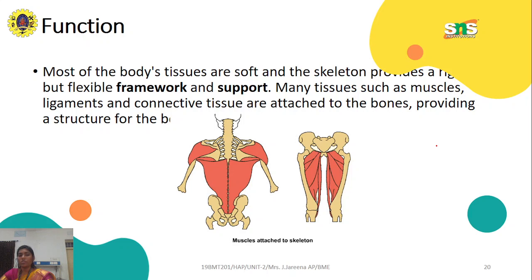So till now we have discussed the different types of bones which are present in the body. Next class we will see what the function of the skeletal bones is.